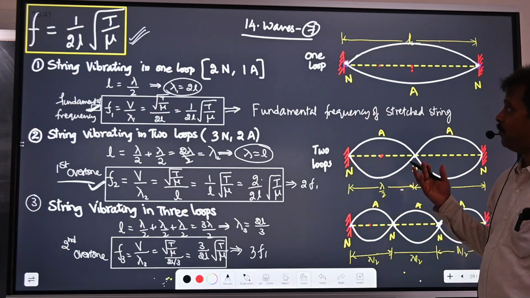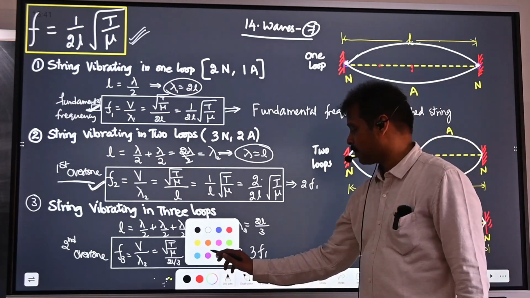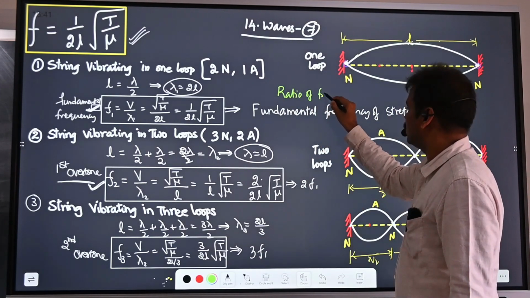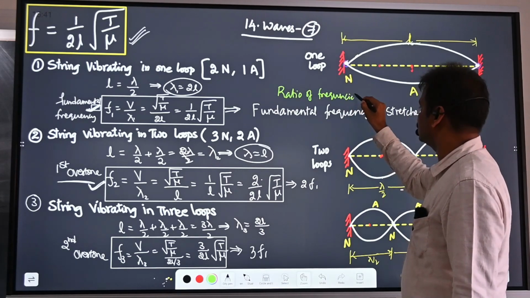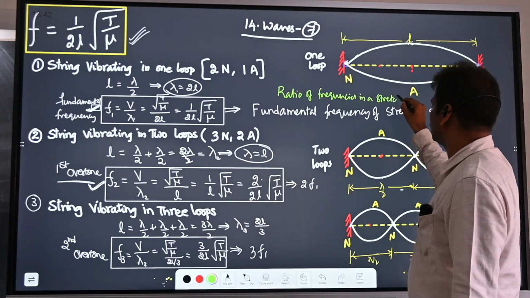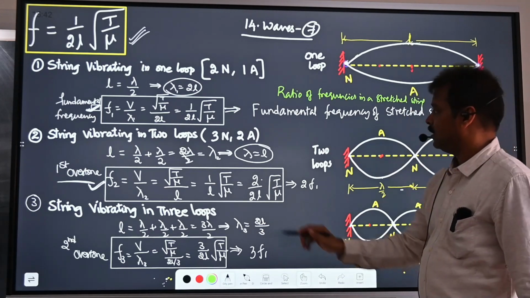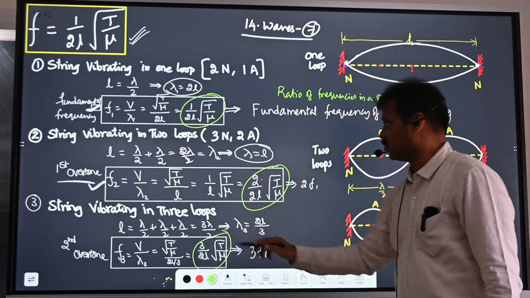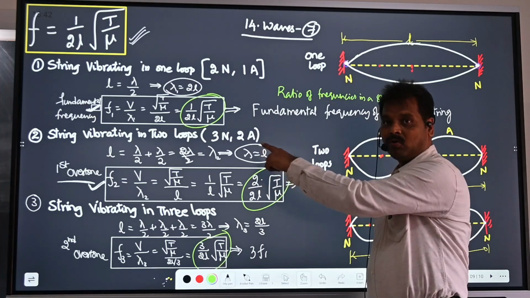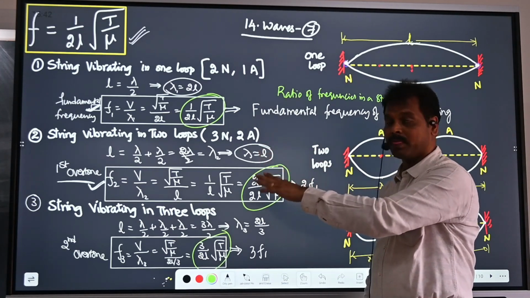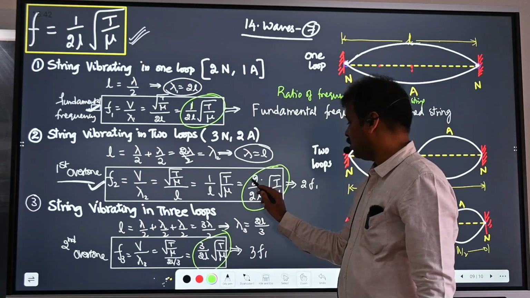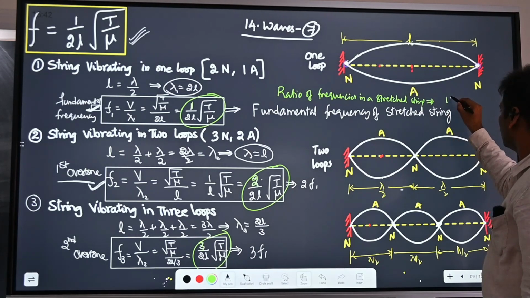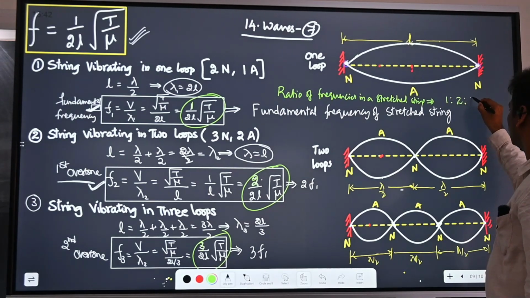So what is the ratio of frequencies in a stretched string? Ratio of frequencies in a stretched string. This is the fundamental, this is the first overtone, this is the second overtone. In all these three formulas, 1 by 2L root T by mu is constant. Here we have 1, here we have 2, here we have 3. Remaining everything same. So the answer is 1 is to 2 is to 3.